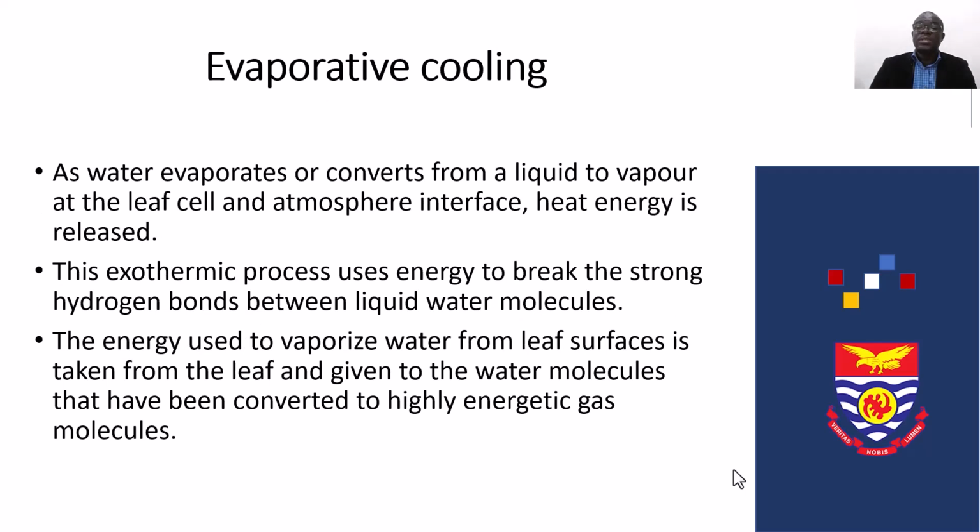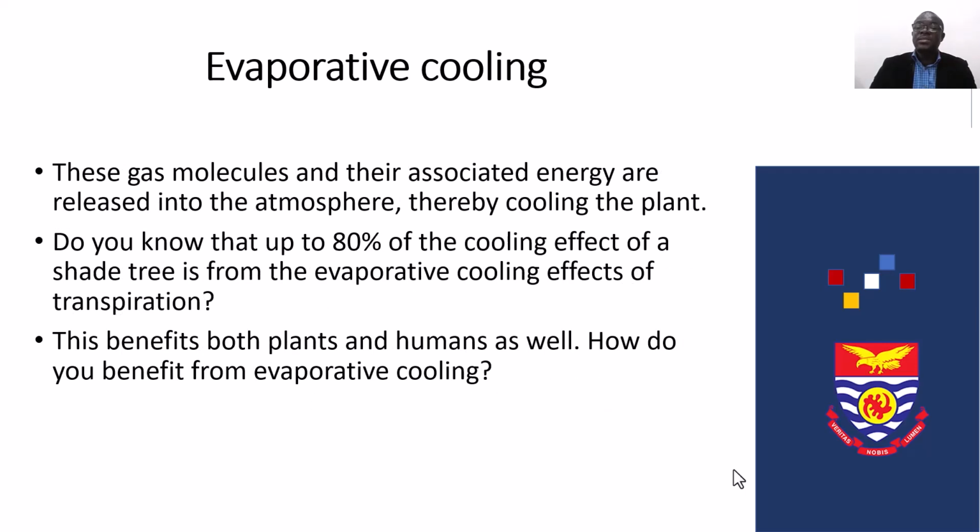Evaporative cooling: as water evaporates, or converts from a liquid to vapor, at the leaf surface and atmosphere interface, heat is released. This exothermic process uses energy to break the strong hydrogen bonds between liquid water molecules. The energy used to vaporize water from leaf surfaces is taken from the leaf and given to the water molecules that have been converted to highly energetic gas molecules. These gas molecules and their associated energy are released into the atmosphere, thereby cooling the plant.